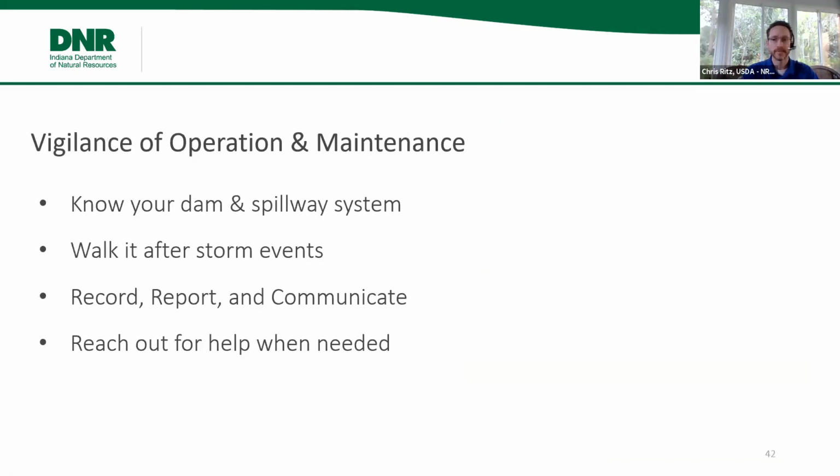And vigilance. This is important. This part is vital. The vigilance and operation maintenance is important because nobody else knows the dam better than you as an owner. Your engineer can know the dam, but your engineer is going to be visiting every three years. So you have to know your dam and your system. After any storm event, it's important you walk the dam and see if anything has changed. If something changed or something unusual shows up, just record, report, and communicate with your engineer. Your engineer is going to communicate with agencies and with emergency agencies if necessary. And if you need help, reach out. Don't try to solve the problem by yourself.